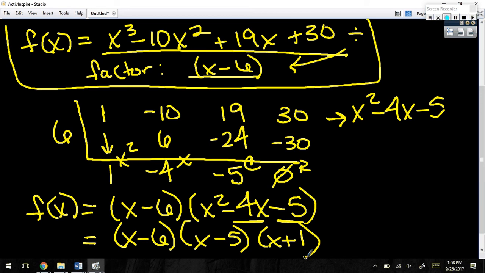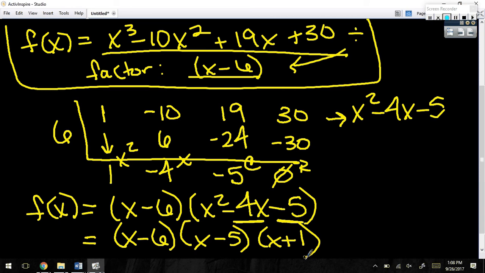The only reason I'm not doing another example of that is because the next thing I'm about to show you uses this to do one more thing. Look at this same problem, the exact same problem. Look at the factored form. Since you're so smart, what are the zeros of this function? 6, 5, and negative 1. Good job.